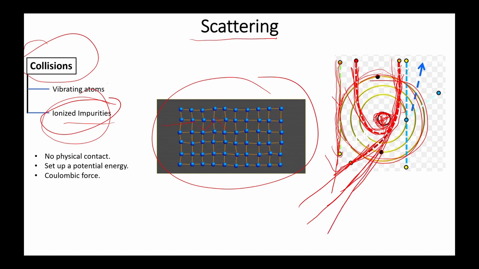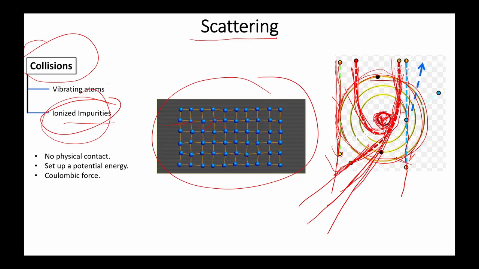So the velocity defines how much deviation will be there. Like this, the electron shown here may be going too fast, so it is not that much affected by the charge carrier. And there is no physical contact.